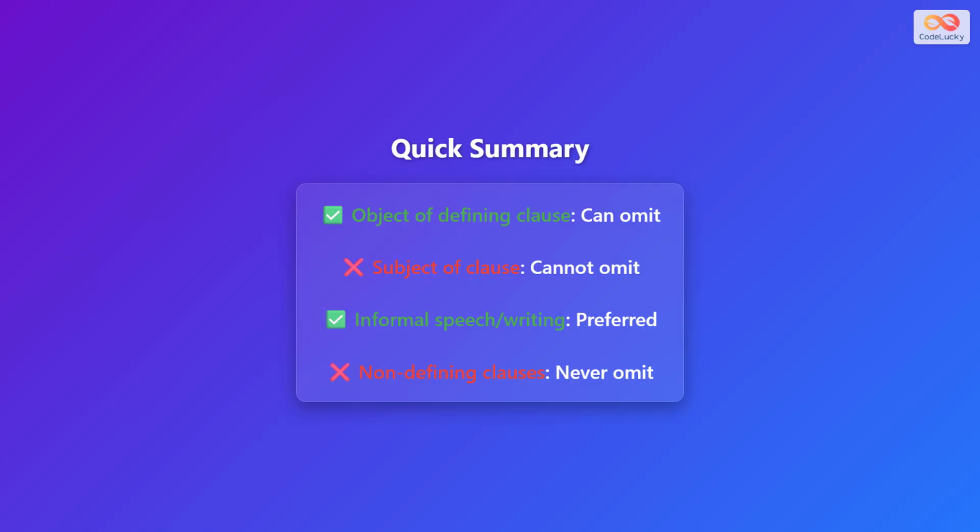To summarize, you can omit the relative pronoun only when it is the object of a defining clause. You cannot omit it when it is the subject or in non-defining clauses. Omitting makes sentences easier in speaking and in formal writing.